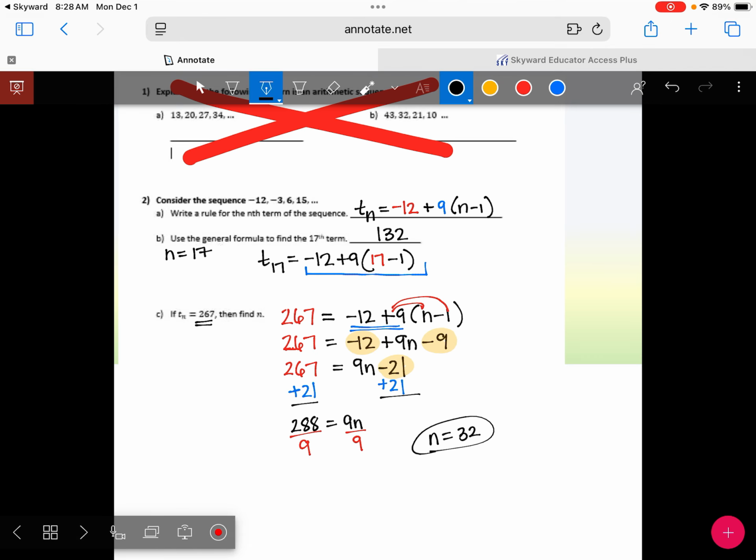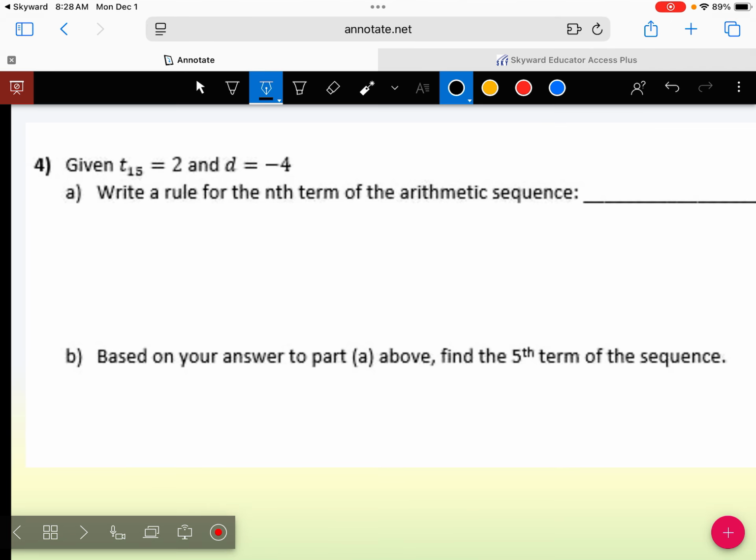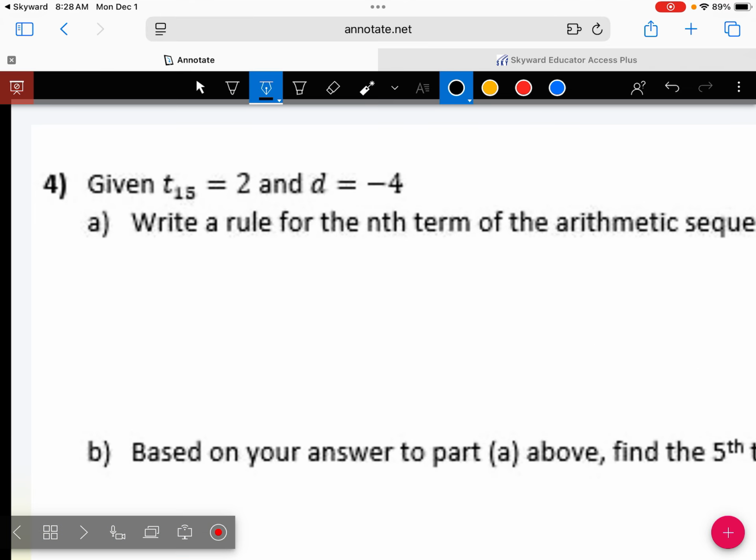So when I go back and look at this question, notice that they didn't give me the first number. What number did they give us? This number is the 15th number. The big mistake is that students will just say, okay, the rule is starting at 2, but we didn't start at 2. The 15th number is 2.